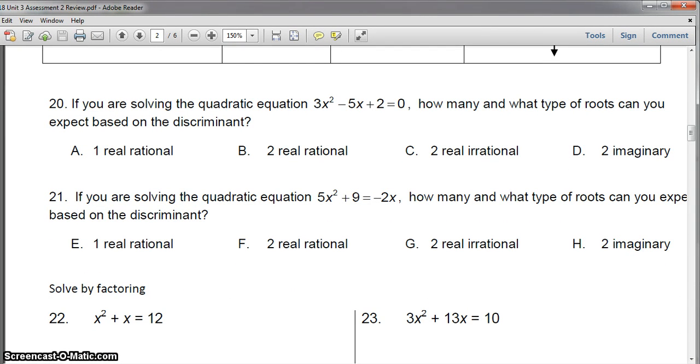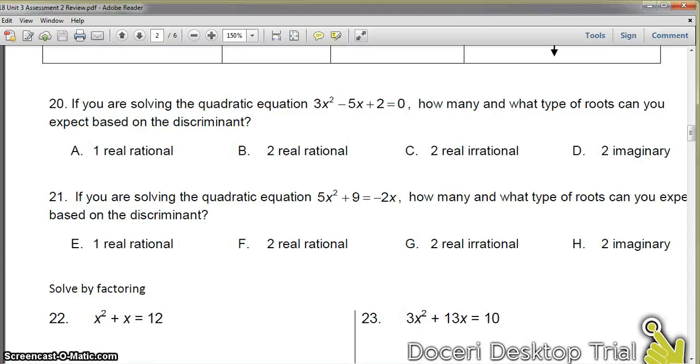So let's work on number 20 now. In this question, they're asking me to find the type and number of roots of this quadratic equation. I don't really need to find what the actual roots are. I just need to find b squared minus 4ac. So you need to know what your a, b, and c are from your equation. The a is the number in front of the x squared, so it's 3. The b is the number in front of the x, so it's -5, and the c is the constant, which is 2. So plug it into your discriminant.